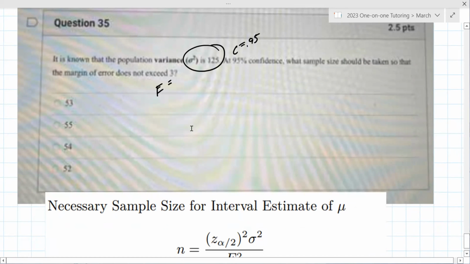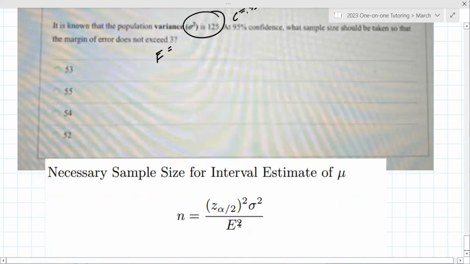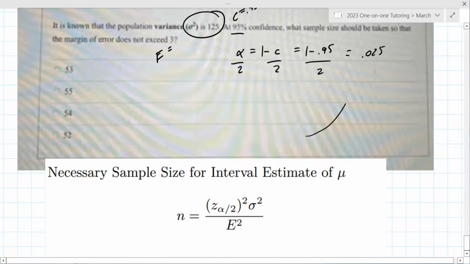All right, so notice that you need sigma squared, E, and the z alpha over 2. The only thing you don't have is the z alpha over 2. So that comes from the c value. Alpha is 1 minus c, which is 1 minus 0.95, divided by 2 becomes 0.025. You're looking for that z value.